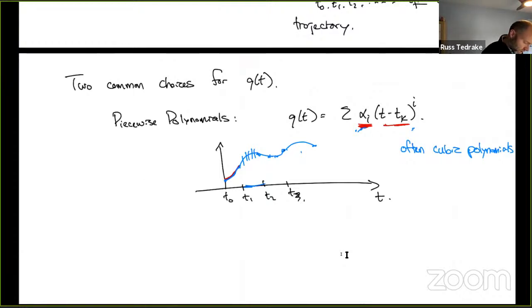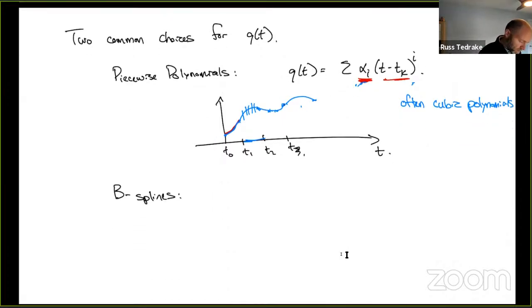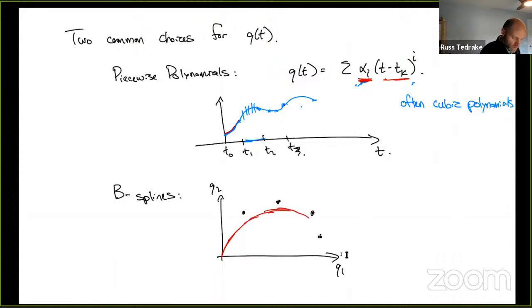The other super common one is B-splines, Bezier splines, okay. These have a slightly different picture. Instead of the coefficients of a piecewise polynomial like this, they are parameterized by some control points. So if I were to plot it in space, let's say Q1, Q2, I actually think about parameterizing some particular canonical points in that space. And there's a set of equations of how those points pull the solution over time that will give me a trajectory that comes out. As I move those points around, it pulls on the trajectory.